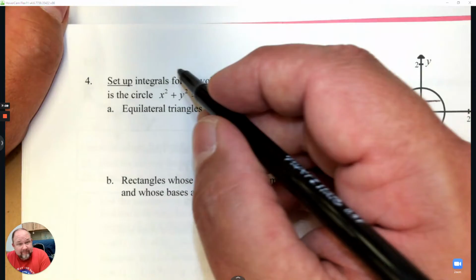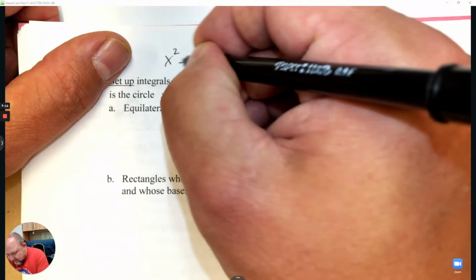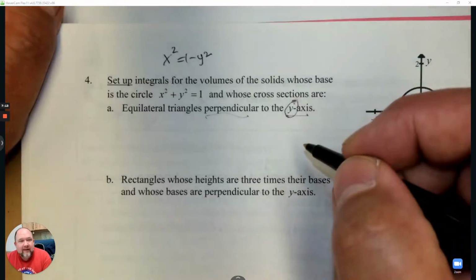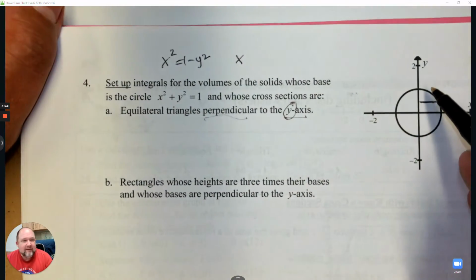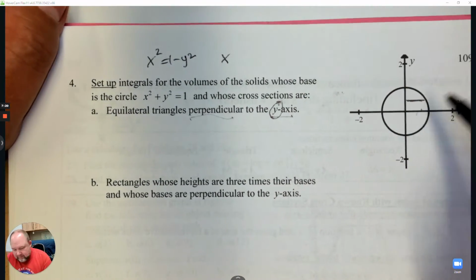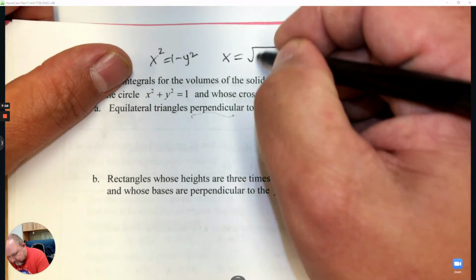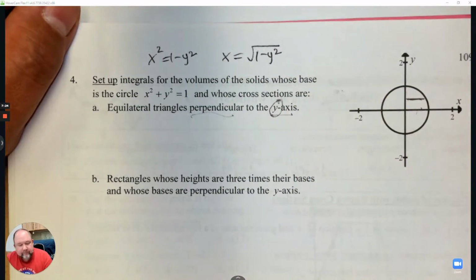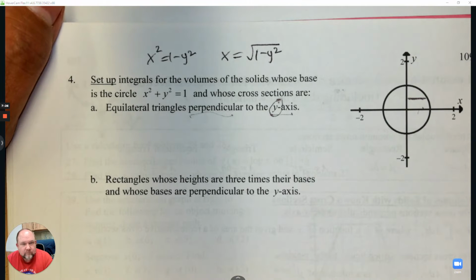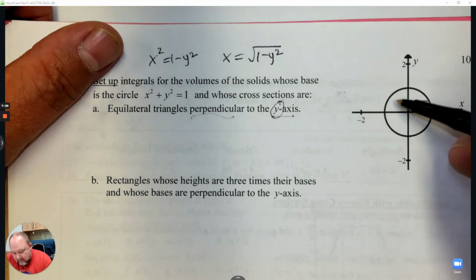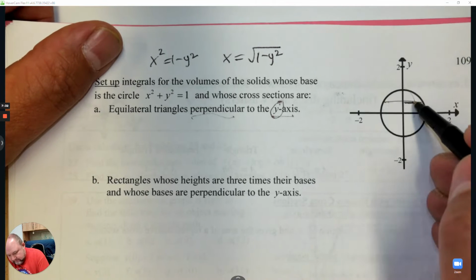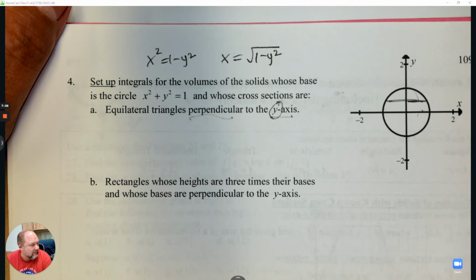So step number 1 is to subtract y squared. And then step number 2 is to square root. Now, I'm only going to take the positive square root that's on the right side. In fact, the positive one is the one on top for the y. And then I'm going to double that answer at the end.